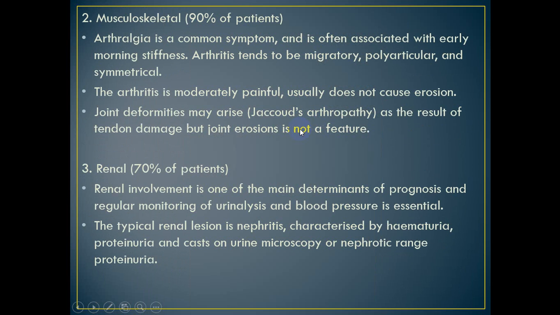Next system is the musculoskeletal manifestation. Patients usually present with arthralgia and early morning stiffness. Arthralgia means pain in the joint, but without sign of inflammation, only pain. This is the most common musculoskeletal manifestation. Less commonly, the patient presents with arthritis, meaning the patient has pain, swelling, redness, and tenderness of the joint. So it is an inflammatory joint disease, but less common than arthralgia. The characteristic of this arthritis in patients with SLE is that it is usually polyarticular, symmetrical, peripheral, and usually migratory.